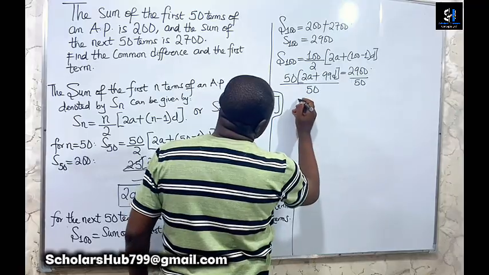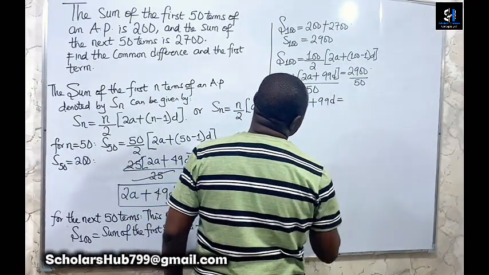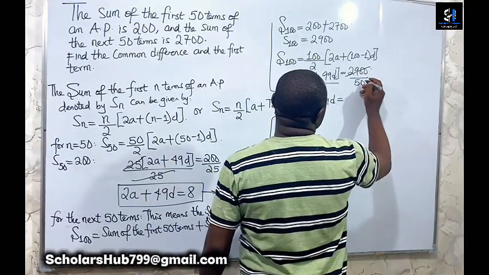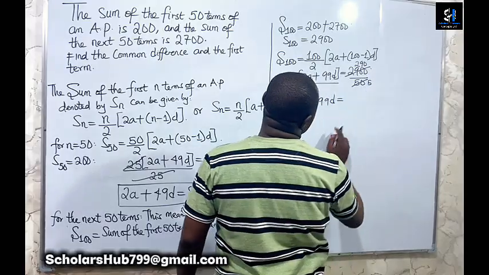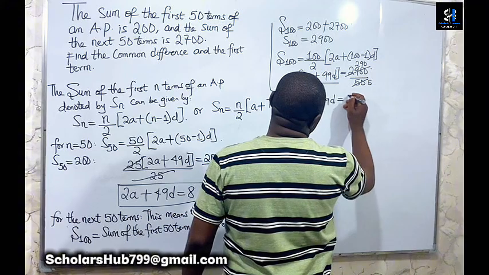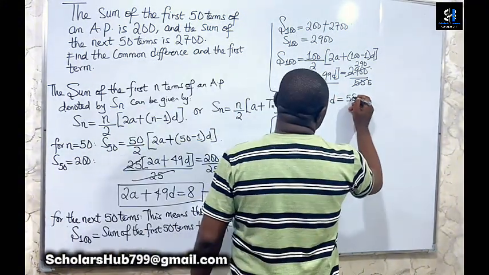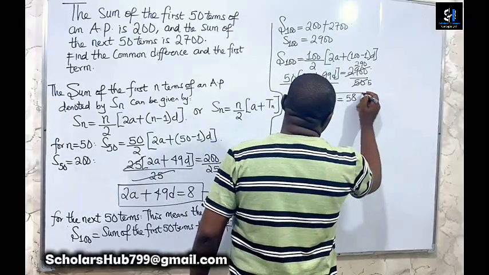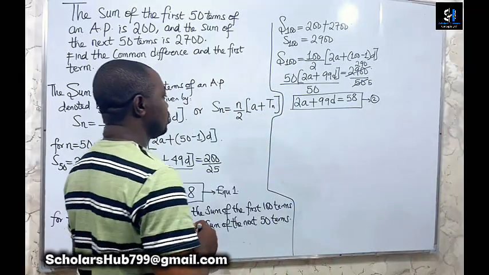The left hand side will reduce to 2a plus 99d equals, if I divide 2,900 by 10, I'll get 290. Divide this by 5, so 29 divided by 5 is 5, remainder 4. Then in 40, that will be 8. So this will be 58. And now we have equation 2.